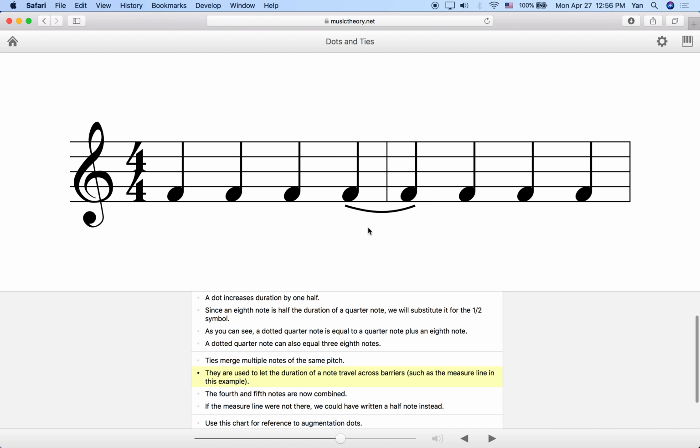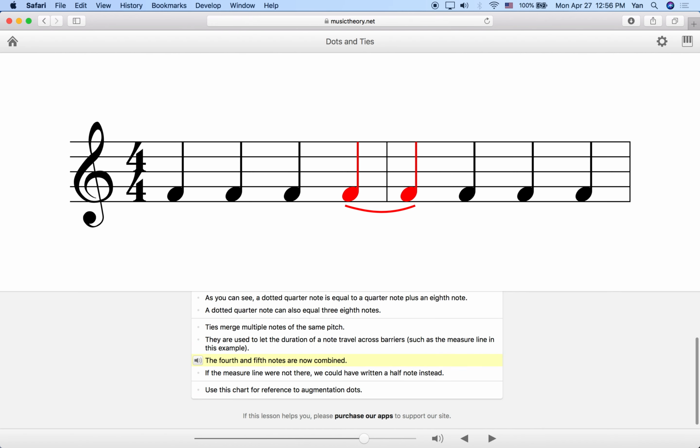So to get around that, what we've done here is write a quarter note and a quarter note tied together over the bar line. So that ends up being a half note in value, but notation-wise, it allows us to keep the rule that we cannot have more than 4 quarter notes in a single 4/4 bar, right? So just to give you guys an idea, these fourth and fifth notes are combined.